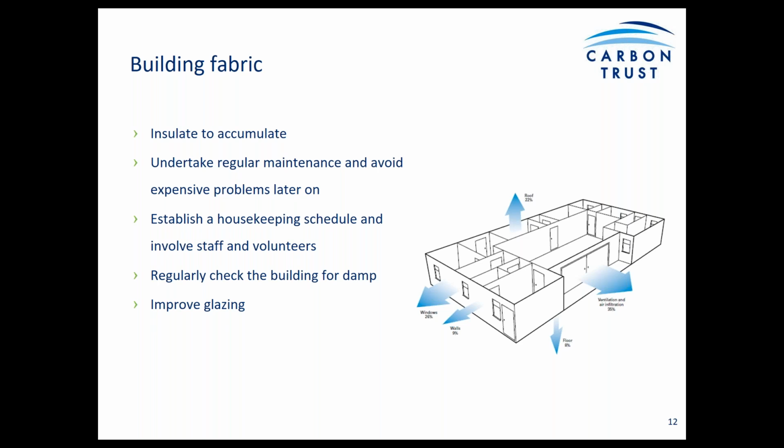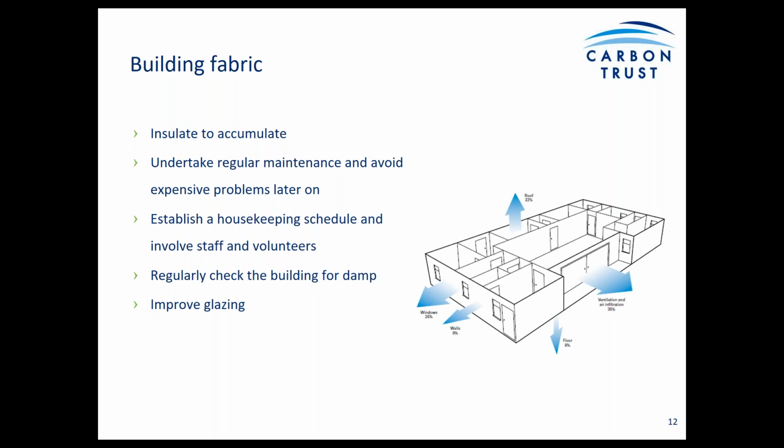Undertake regular maintenance and avoid expensive problems later on. So regular building maintenance should mean that any potential problems are identified and dealt with promptly. We would suggest compiling a checklist of areas to address where energy is lost from the building structure, and just to make notes on where the building fabric needs to be repaired or upgraded.